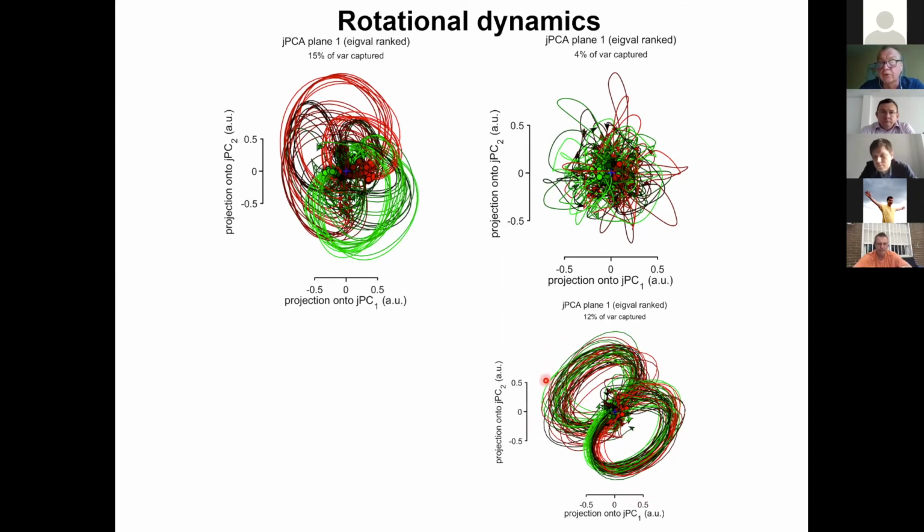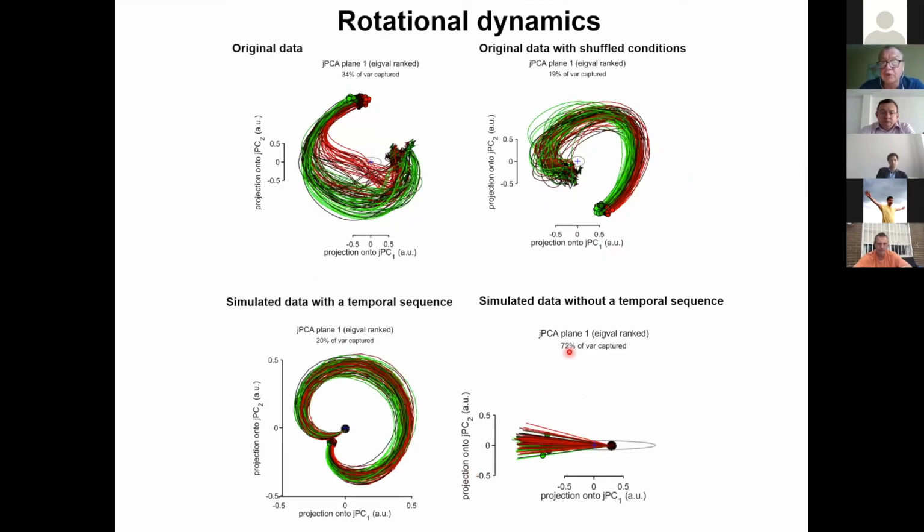So if you do not do this subtraction and just apply the method to the activity, then you clearly get rotations, and you also get rotations when you apply it to the shuffled data. All conditions are shuffled, apply jPCA without this questionable subtraction, and then there is a rotation. So now it became very clear to me that if there is a temporal sequence in activity, and you apply this method, you get such rotations.